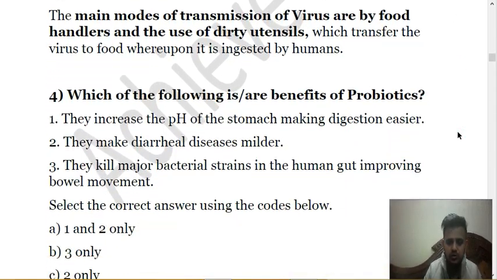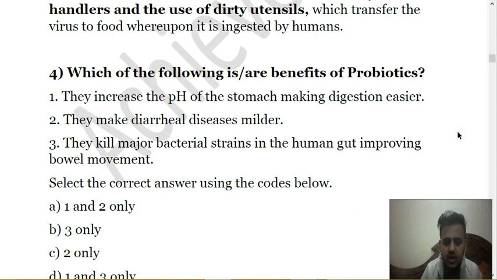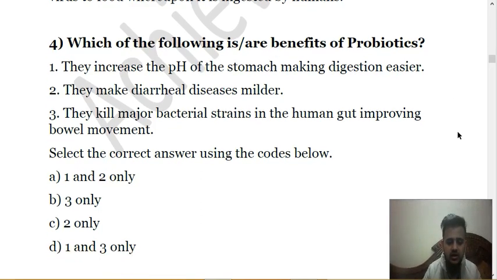So let's move on to the fourth question. Which of the following are benefits of probiotics? First, they increase the pH of the stomach, making digestion easier. Second, they make diarrheal diseases milder. Third, they kill major bacterial strains in the human gut, improving bowel movement. Select the correct answer using the codes below. So let me tell you, friends, that the answer is second only, that is C.